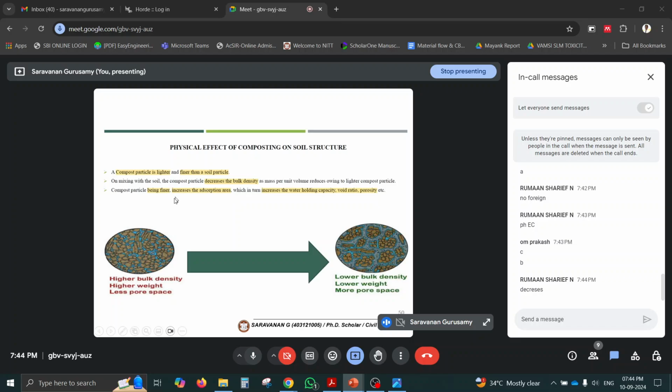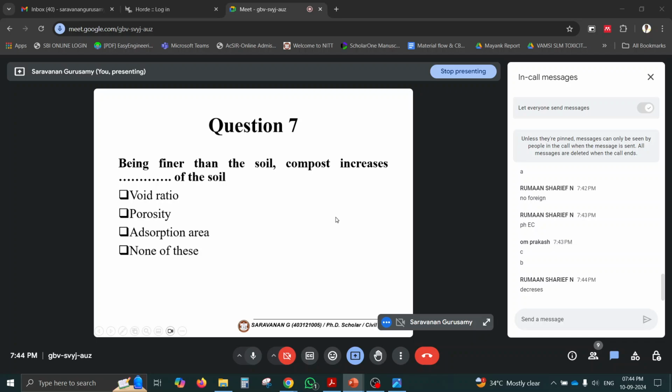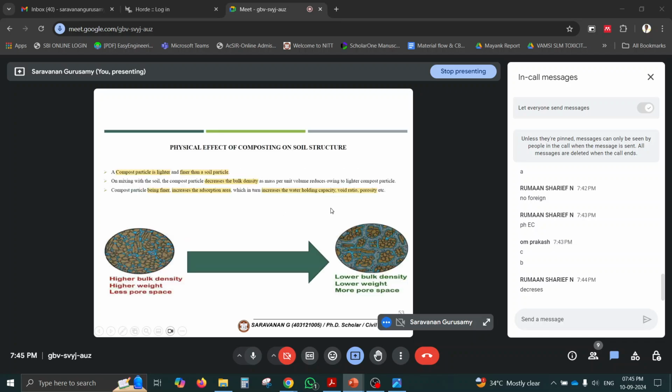The compost is very fine and very light, so it will increase the porosity, water holding capacity, and void ratio. This is very important. When water holding capacity is higher, only then can the plant absorb more moisture. Plant growth will be higher. That's the ultimate aim. So increasing the water holding capacity. Please check into it, sir. Seventh question. This is again the same question. Being finer, the compost increases the void ratio, porosity, and absorption area.